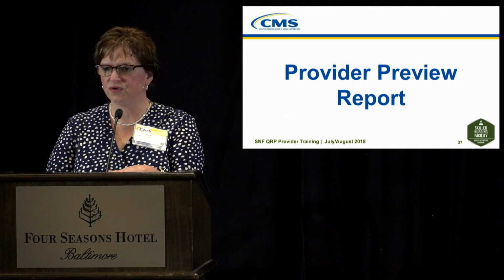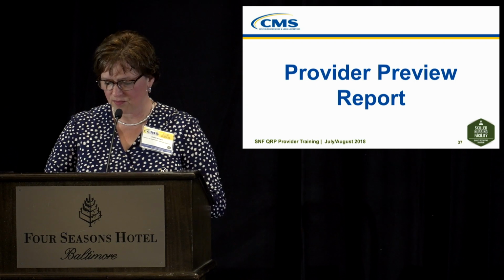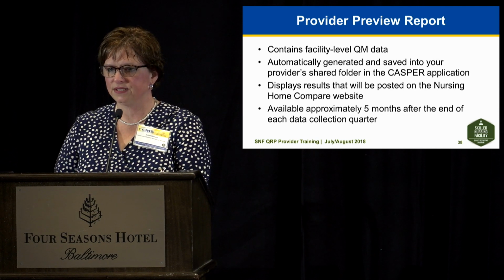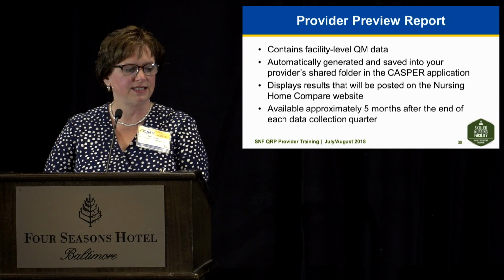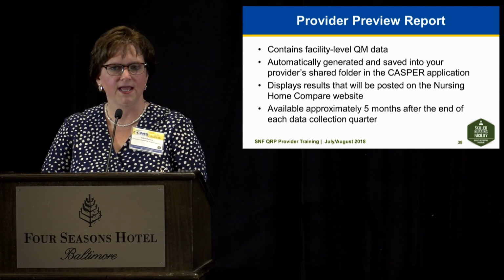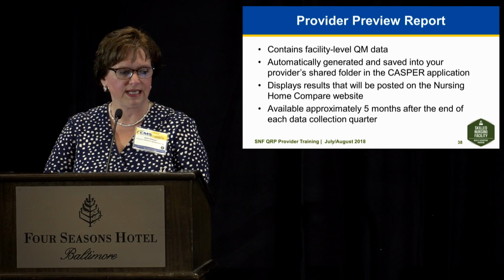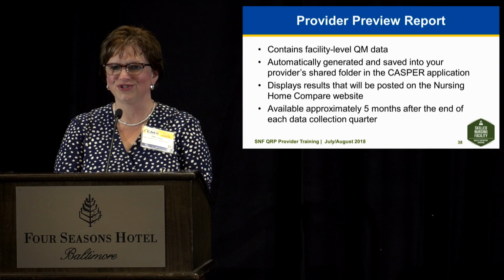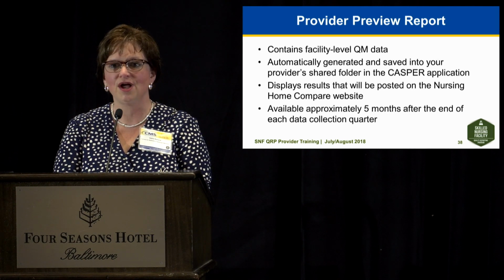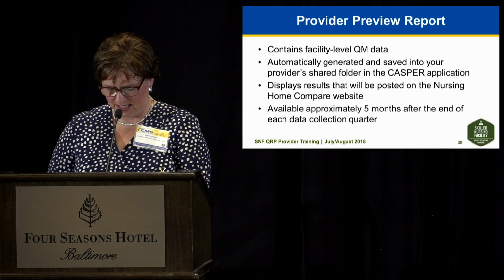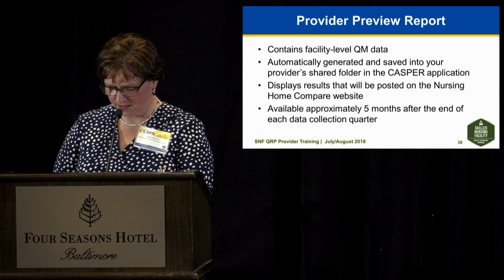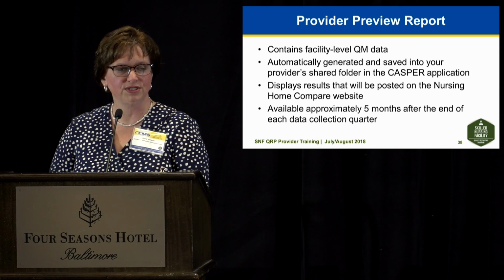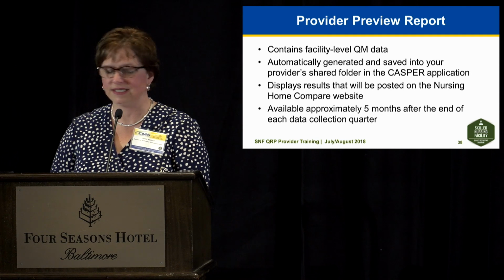The last report that I'd like to review with you that's available in the SNF QRP program is the provider preview report. It's important to remember that the SNF QRP provider preview report only contains facility-level quality measure data. This report is automatically generated quarterly and saved into your provider's shared folder in the CASPER reporting application. And you all know that the first SNF QRP provider preview report was made available to you on June 1st of this year. The data on this report is the same data that will be posted on Nursing Home Compare website. The initial posting of the SNF QRP data on Nursing Home Compare is planned for the fall of 2018.